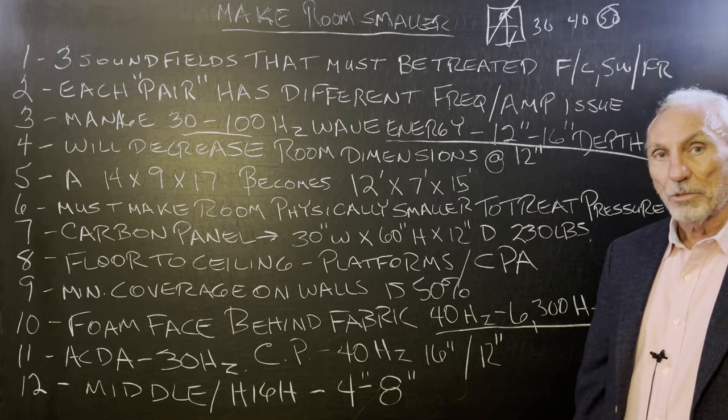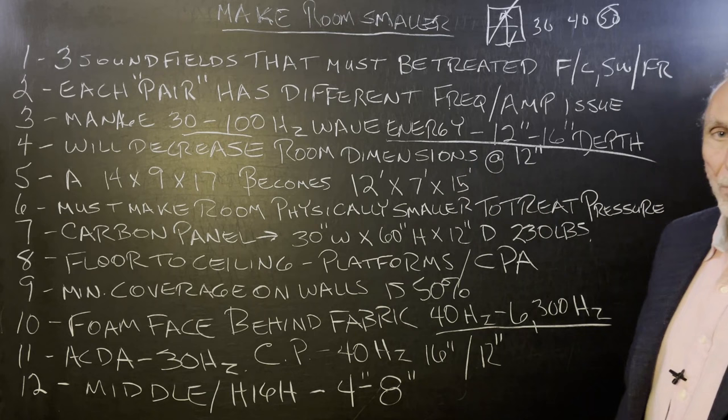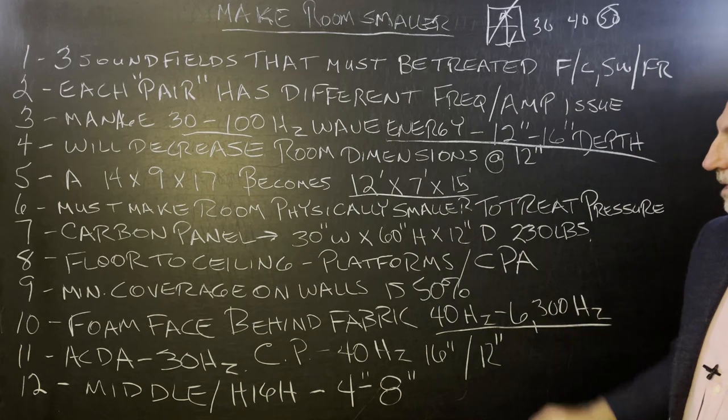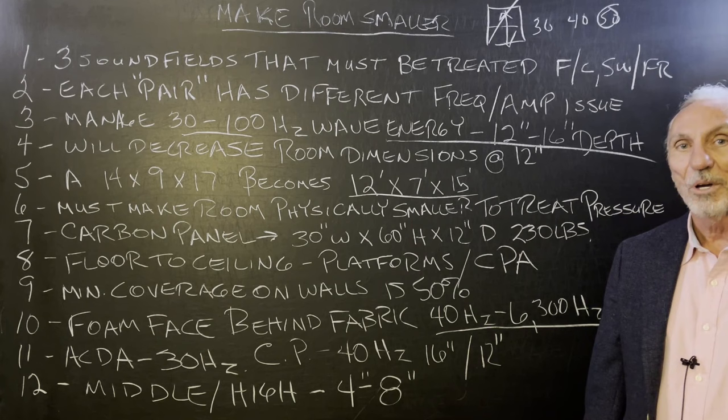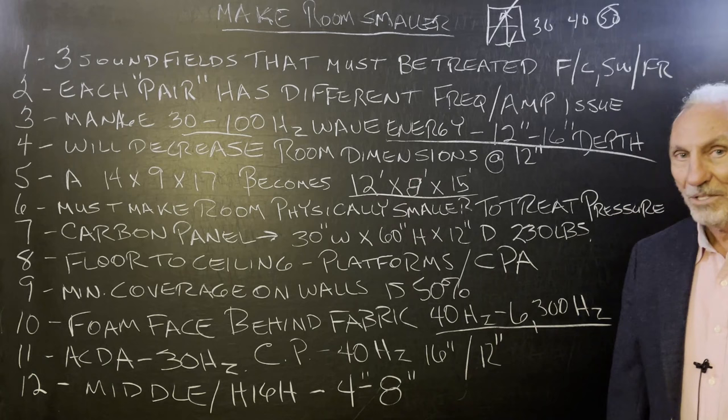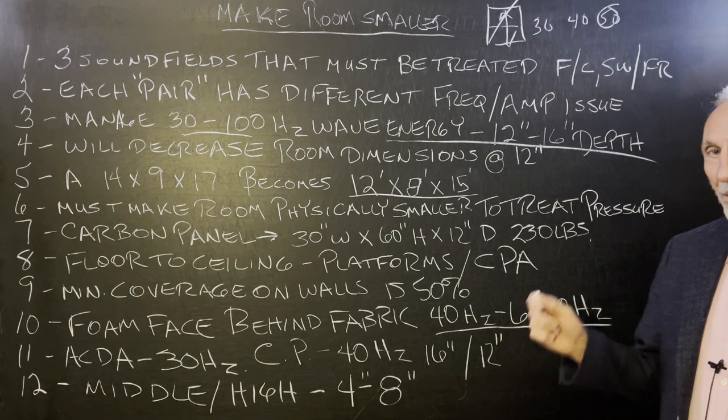You got to decrease the room dimensions by 12 inches on average. Let's take a 14-9-17. Before treatment, after treatment, 12, 7, 15. See the relationships there? It's a foot on each surface. Now, you might not need floor and ceiling. A lot of cases you don't. Depends on usage. Drum rooms are different. Lots of energy. Depends on the energy, right? The room only sees energy.